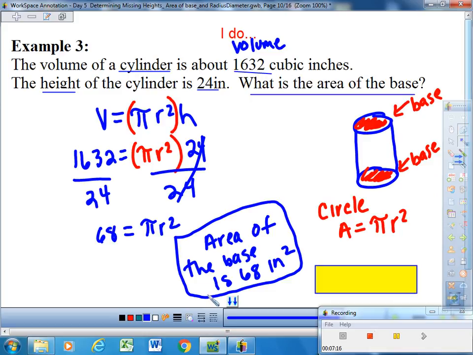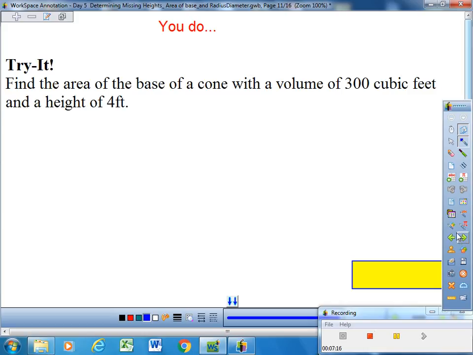Okay, so let's go to the next one. So you're going to do it, but I'm going to help you set it up. Find the area of the base of a cone with a volume of 300 cubic feet and a height of 4. So we're going to find the area of the base. Write down cone, volume 300, height 4.